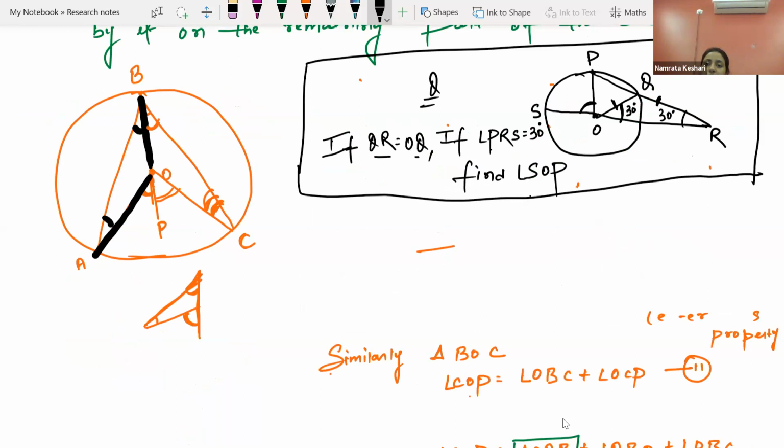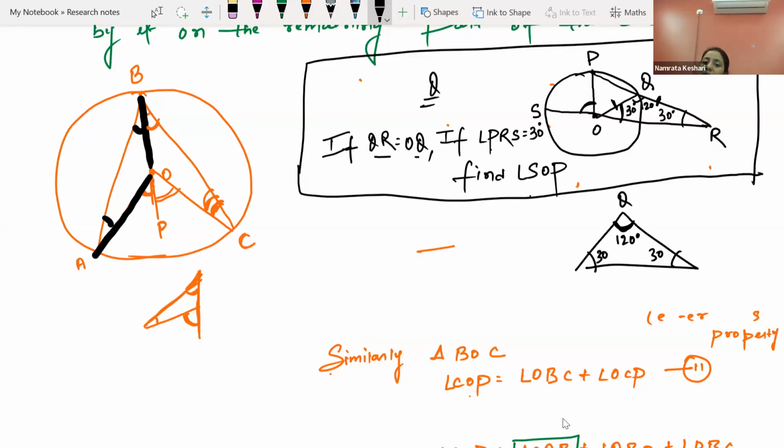Are you getting it? Yes, ma'am. Okay, this will also be 30. And then we are saying that we can find this angle. We are having a triangle where this is 30, this is 30. Then this angle, by angle sum property, will be 120, right? Angle Q will be 120.